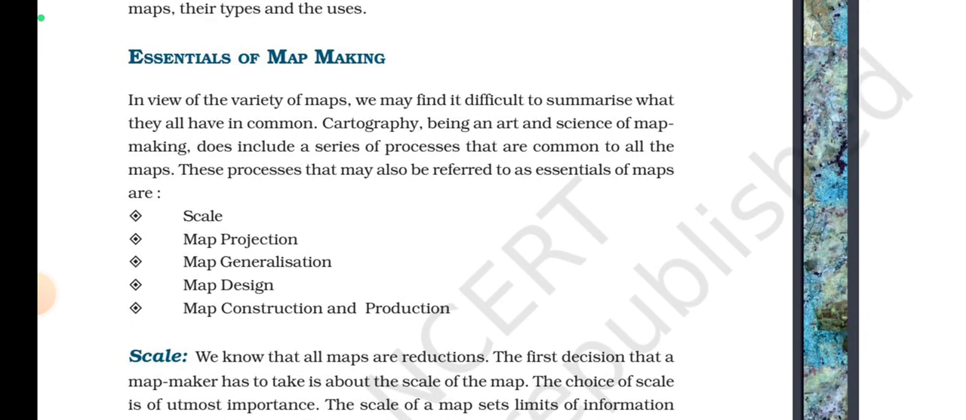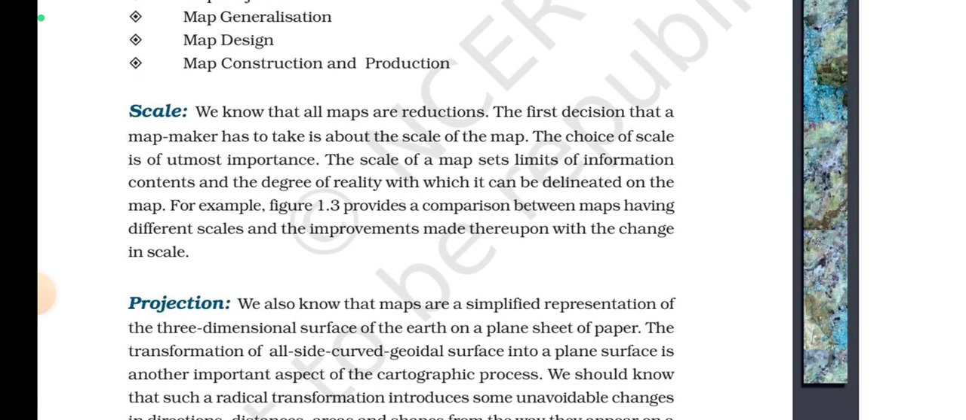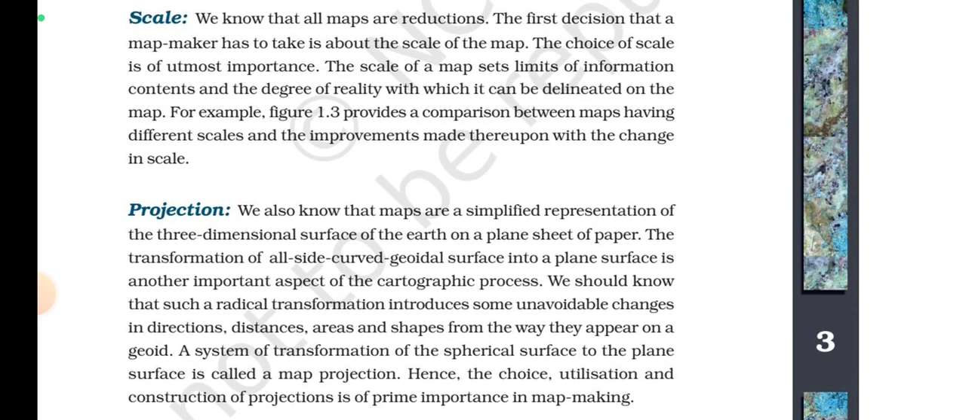In view of the variety of maps, we may find it difficult to summarize what they all have in common. Cartography, being an art and science of map making, does include a series of processes that are common to all the maps. These processes, which may also be referred to as essentials of maps, are scale, map projection, map generalization, map design, map construction and production.